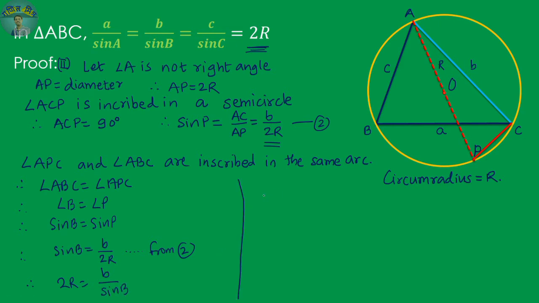Now previously we have proved that a/sin A = b/sin B = c/sin C. But b/sin B is what? 2R. Therefore all these three are equal to 2R. Okay, and hence the proof. This completes the proof of the sine rule. Please repeat this proof, both the parts, and try to remember all these things.